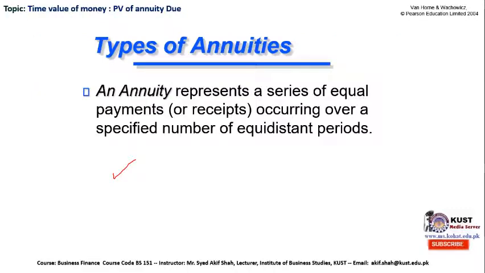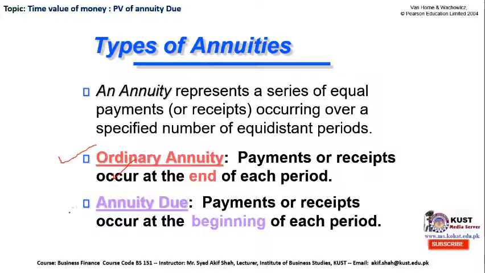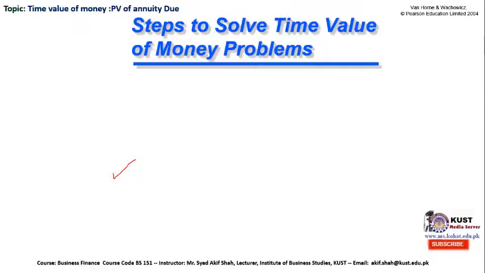As we have already explained, an annuity represents a series of equal payments or receipts occurring over a specified number of equidistant periods. And there are two types of annuity. One is known as ordinary and the second one is known as annuity due. The difference is at the end of the period and at the beginning of the period. The agenda of today's lecture is to focus on annuity due and specifically how to calculate the present value of annuity.